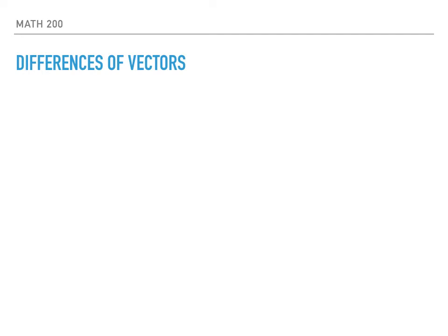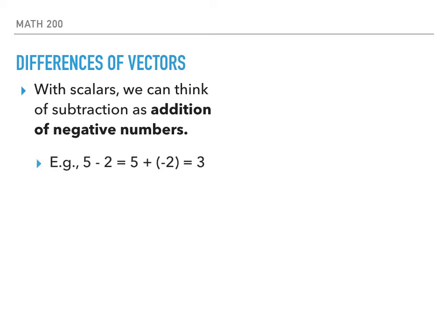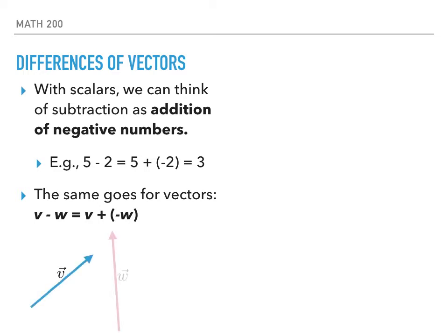Now, as soon as I have addition defined and I have negative things defined, then I can talk about subtraction, because subtraction is really just addition of negative numbers. In other words, 5 minus 2, I should really think of it as 5 plus minus 2, and that's 3, right? Either way. Same goes for vectors. So v minus w, it's really v plus negative w. So the operation is still addition. So there's v, there's w, there's minus w.